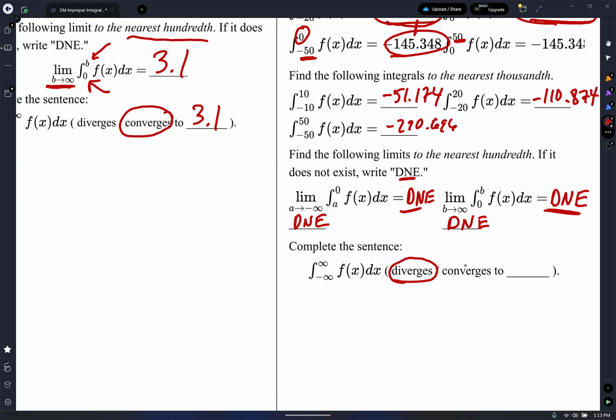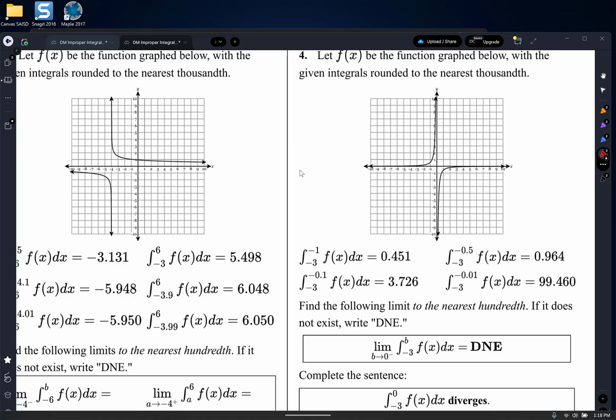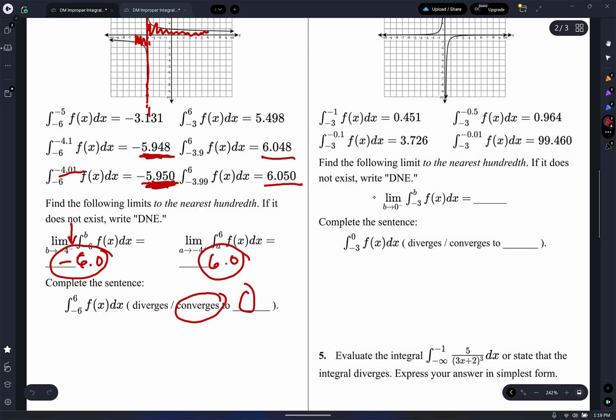Diverge. So this diverges. So then we don't need to finish. That's it. Cool or not cool? Okay. So now let's get to the real stuff.